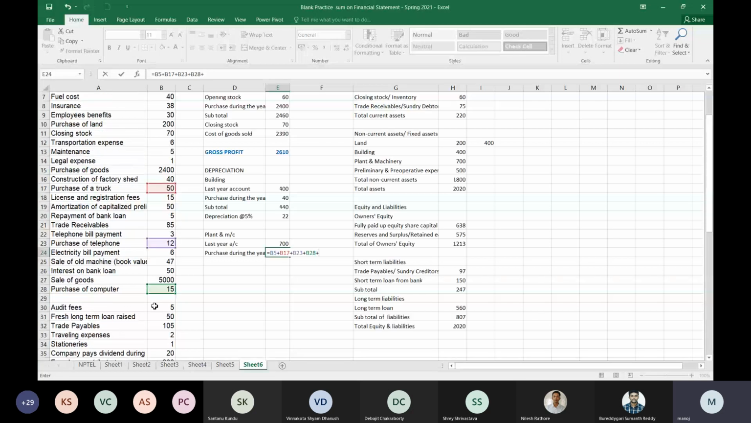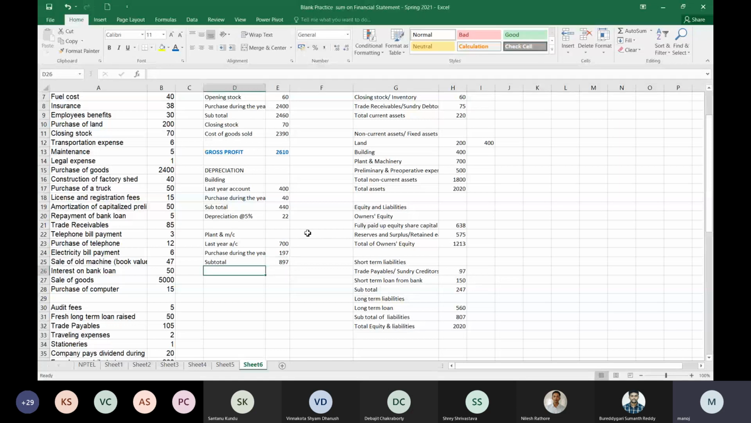So this is the total purchase of equipment. So let us delete the last plus sign. So 197 is the total purchase during the year. So let us make a subtotal, and that is equal to this plus this. So we have this total.